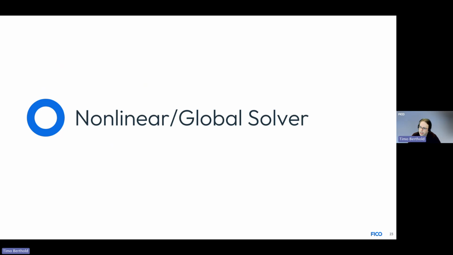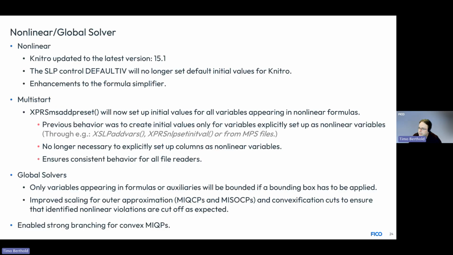Okay, linear conveys nicely into nonlinear. Moving on to the nonlinear side, the global solver with Xpress nonlinear. There are mostly small improvements. Knitro has been updated to the latest version, 15.1. We have done some work around initial values. We no longer use the default initial values control. In particular, we've improved some things for multi-starts here.